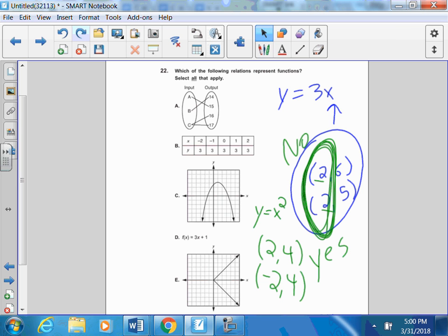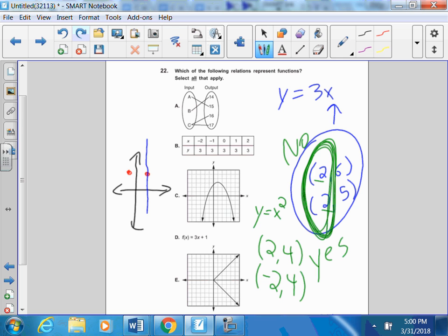Well, let's say we graphed it on an x and y axis. If you follow me over here, I want to graph 2, 4 and negative 2, 4. 2, 4 is here, negative 2, 4 is here. That's okay, because if I were to draw a vertical line right now, could I hit both of those points with the same vertical line? Here's a vertical line. Nope, can't hit them both. Vertical has to be up and down.